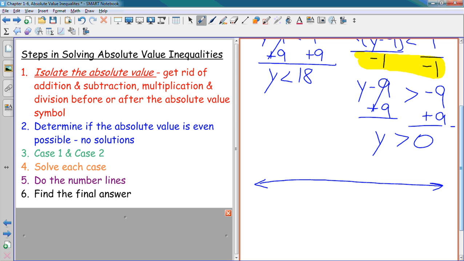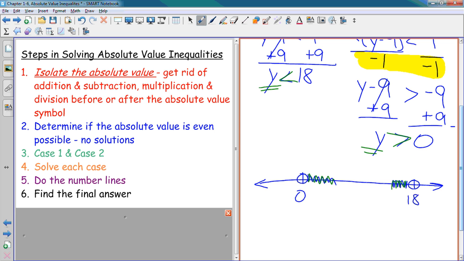y is less than 18. So I'm going to go back here to 18 and I'm going to say, okay, y is less than 18, so it has to go this way. Okay, y is going to go that way. But y is also greater than 0. So here's 0, I have an open dot, and it's going to be greater than. If you don't remember, put your variable on the left-hand side, which way the arrow points. This arrow is pointing this way, that's why we want this way.